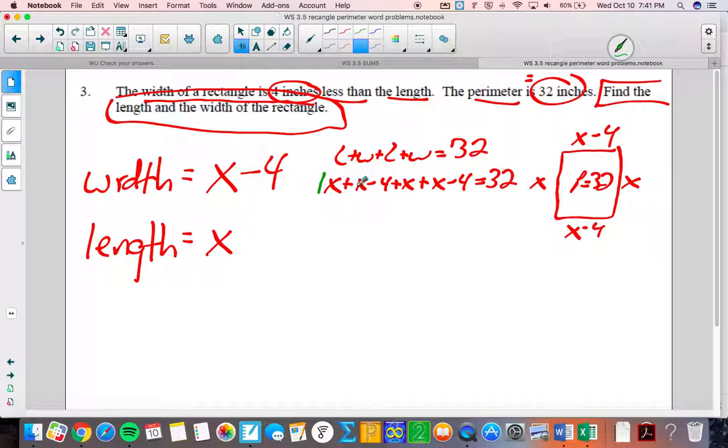I need to simplify it. So I have 4x minus 8.